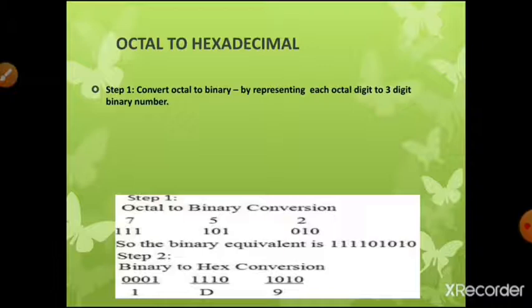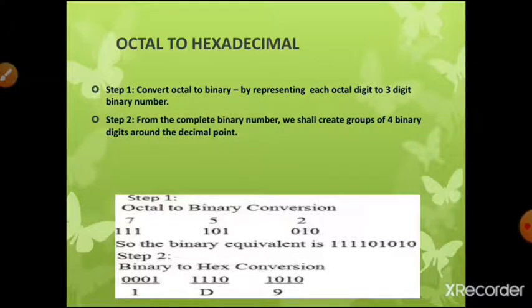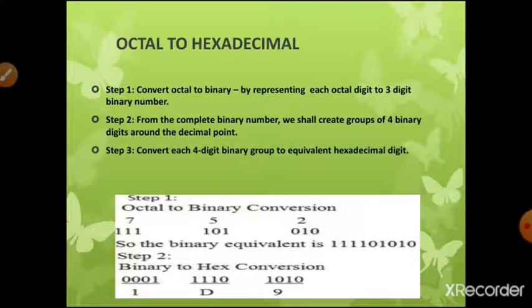How to convert an octal number to binary? We need to represent each octal digit by a 3-digit binary number. From the complete binary number, we can group it into 4 binary digits around the decimal point. At last, convert each 4-digit binary group to an equivalent hexadecimal digit.